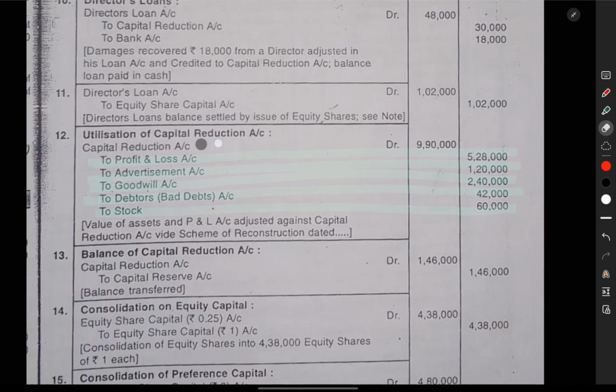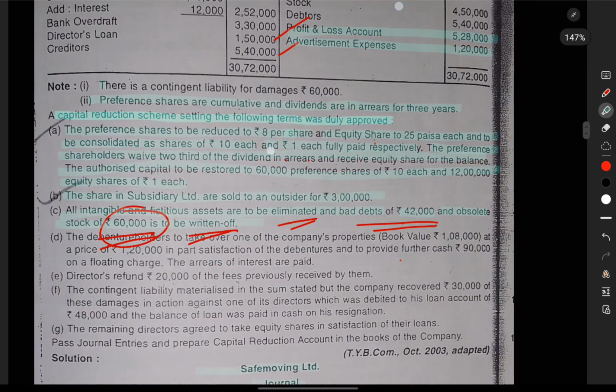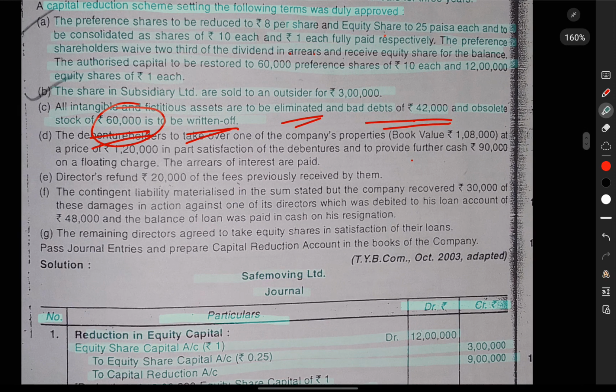So we will give a title as capital debit to capital reduction account, and our narration will be: being value of asset and profit and loss account adjusted against capital reduction account vide scheme of reconstruction dated. Next adjustment.